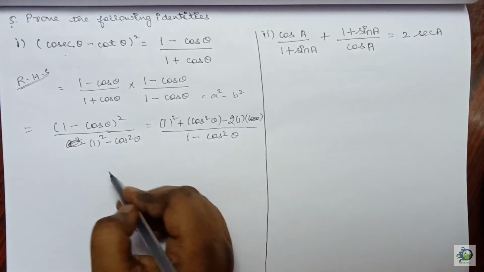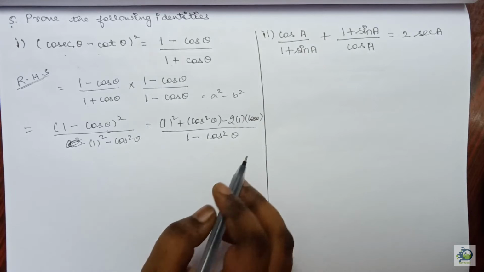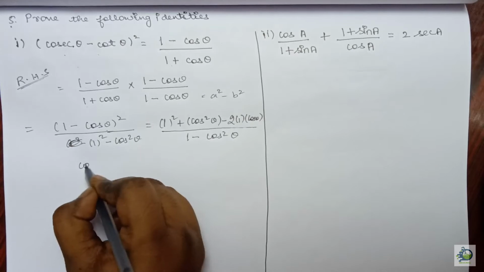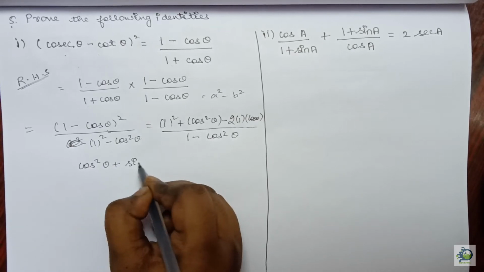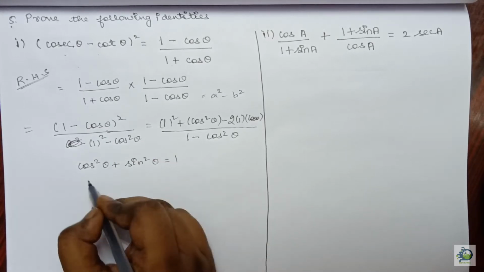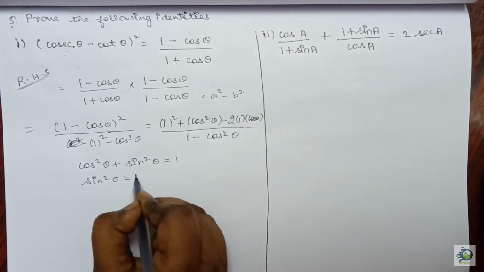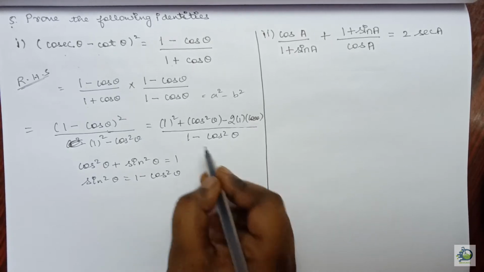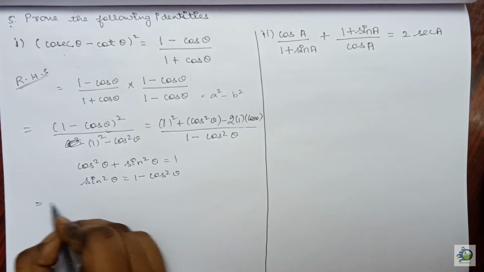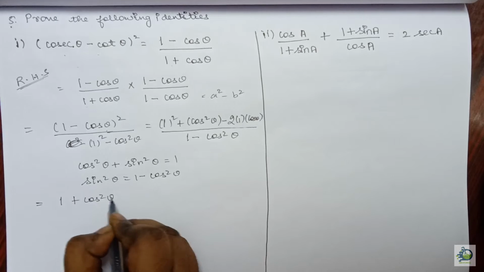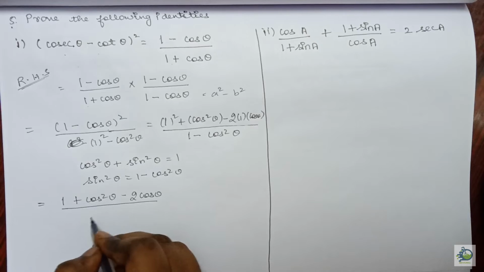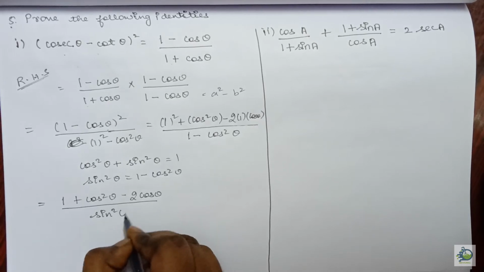By identity, we know that sin square theta plus cos square theta is 1. So, I can change the identity. It is given that cos square theta plus sin square theta is 1. So, when I take this cos square theta to that side, it becomes sin square theta is equal to 1 minus cos square theta. So, instead of 1 minus cos square theta, I can substitute sin square theta. So, I have 1 plus cos square theta minus 2 cos theta divided by sin square theta.